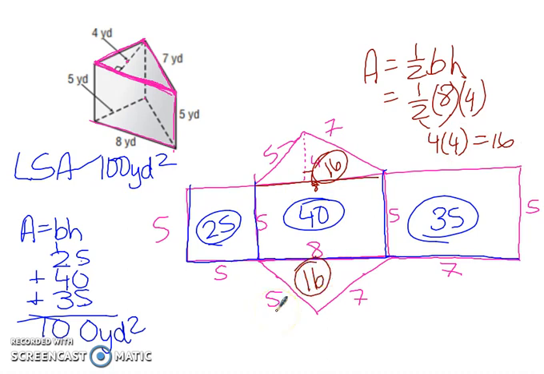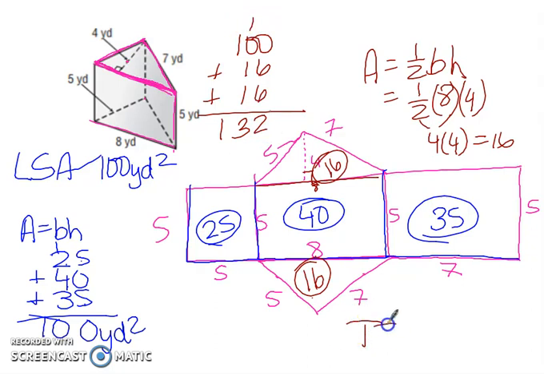So basically all I need to do now is add my lateral surface area, which was 100, plus one triangle, plus the other triangle. So let's add those together and get a total. And I'm seeing that the total surface area should be 132. And again, units, yards squared.